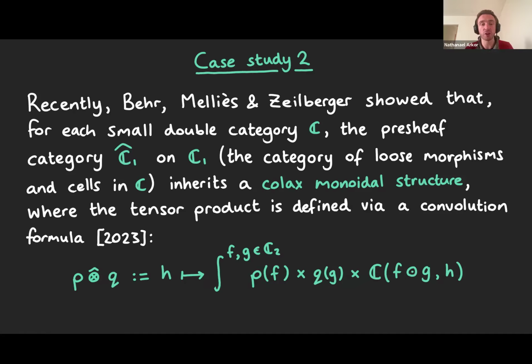But again, the tensor product looks very similar to what we've seen before. So here, the tensor product of P and Q is a coend, and here we're taking a coend over objects of a certain category of composable pairs of loose morphisms, and we're taking a product of P with Q and with the set of cells from F composed G into H. So again, it has a very similar appearance to the previous convolution formulae, but it's not an instance of any of the previous ones.